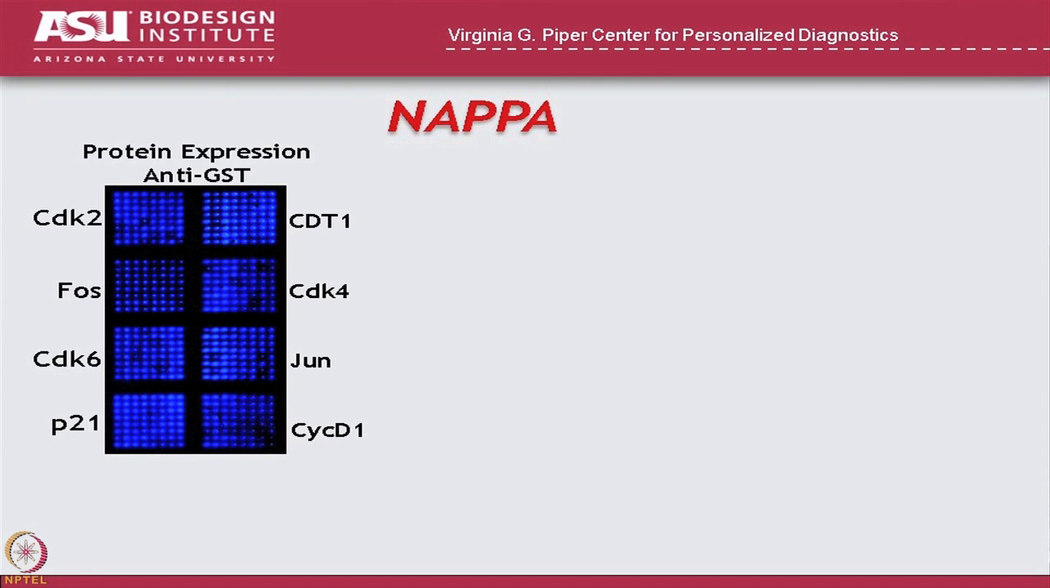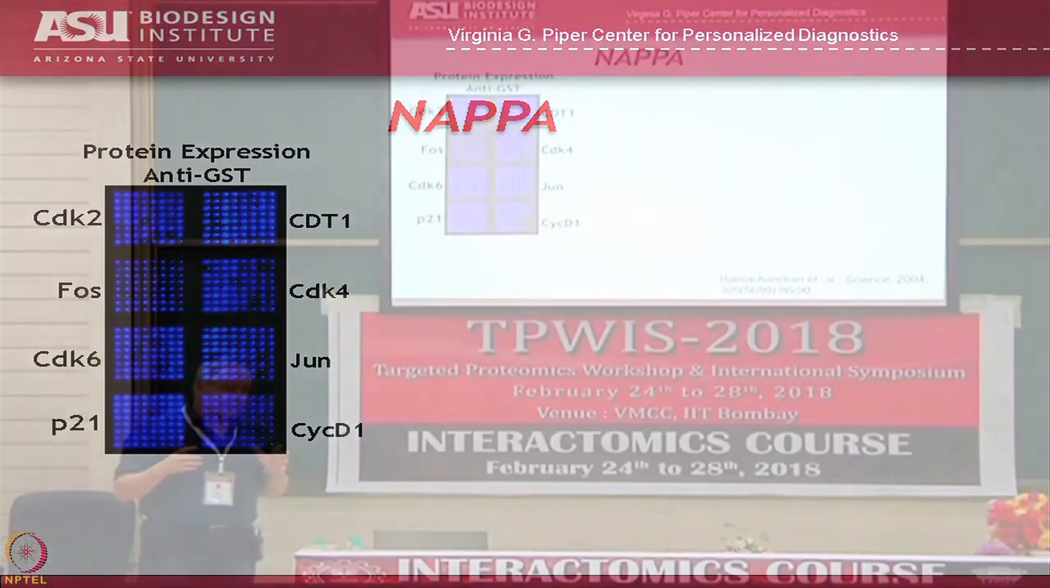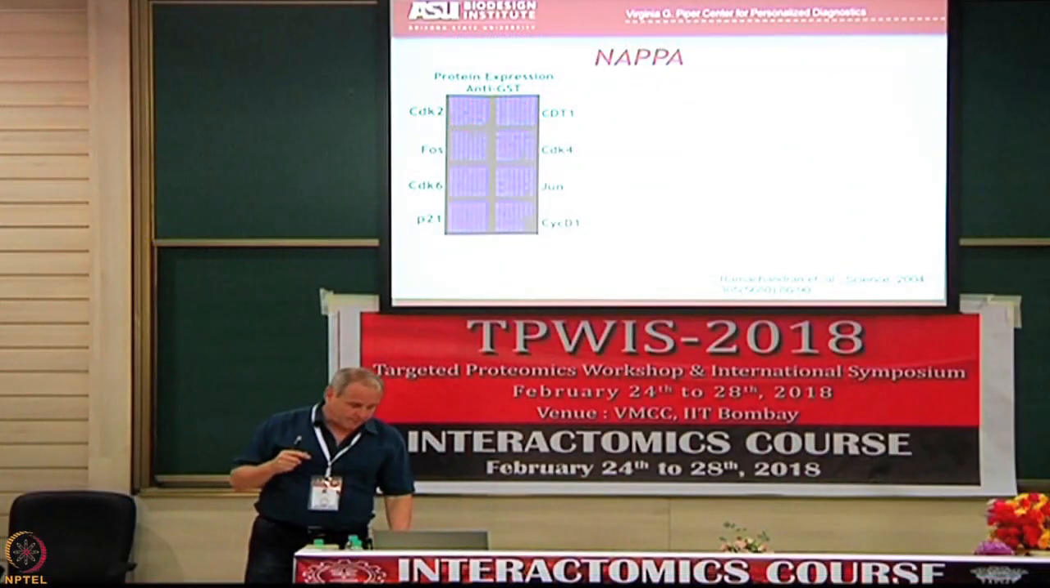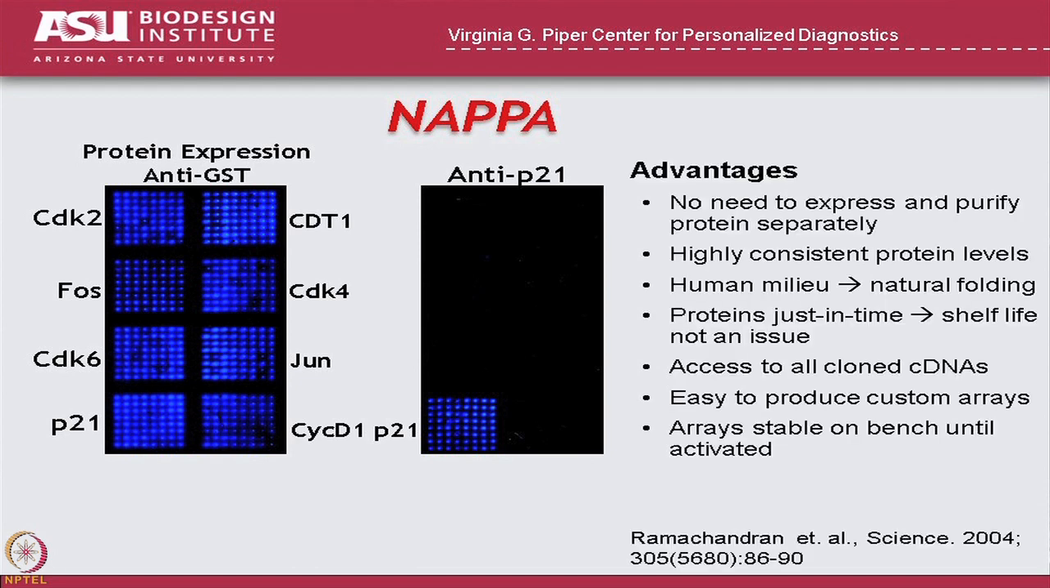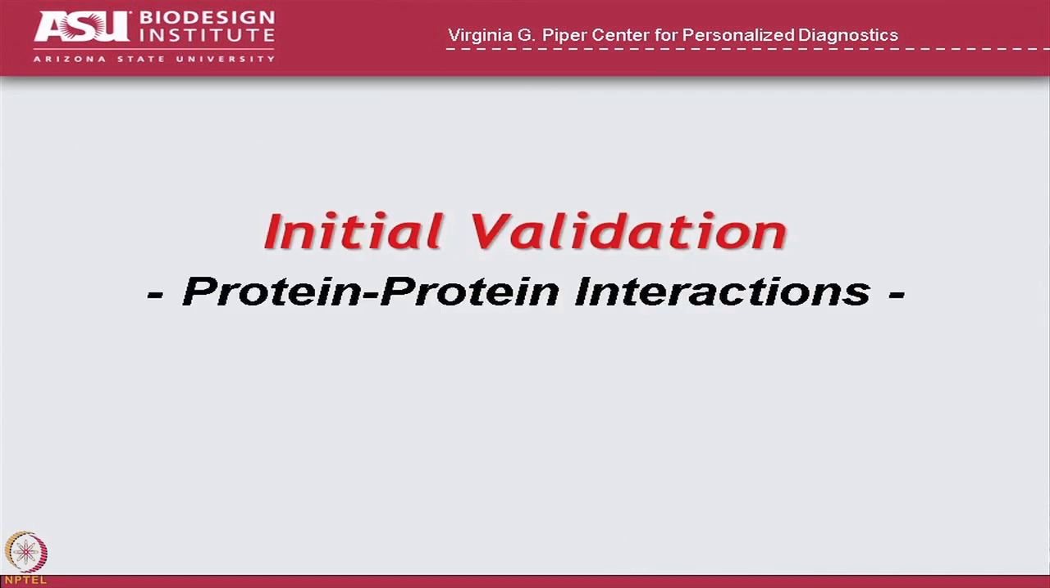And then this is what it looks like. Here's an early array, printed eight different proteins, 64 times each. And here we probe with anti-GST. That's a way of measuring how much total protein we have on the array. And so all of them light up. And then if we probe it with anti-P21, just remember the little 96 well plate, same idea, now we only get the P21 lighting up. All right? And I already kind of covered these advantages, pretty much the same ones here, so I won't go over them again.